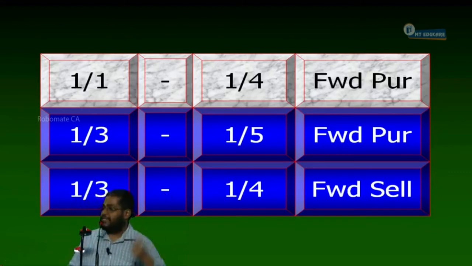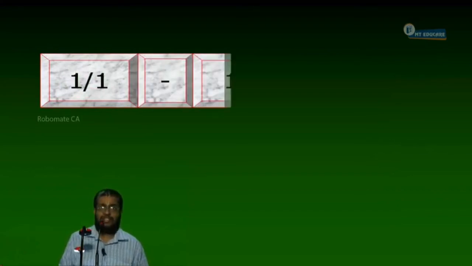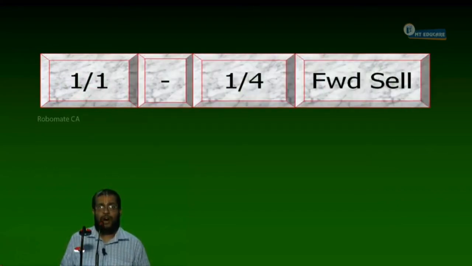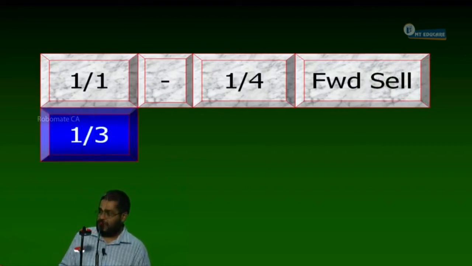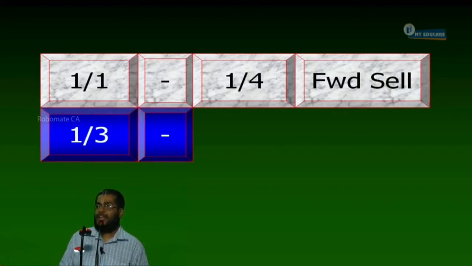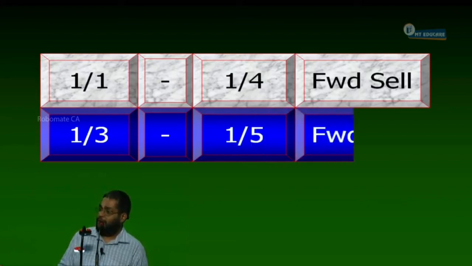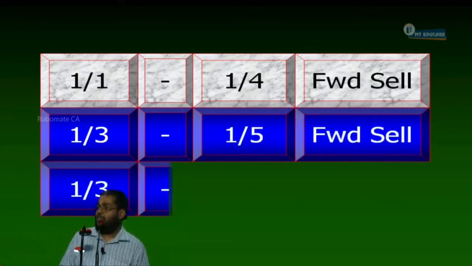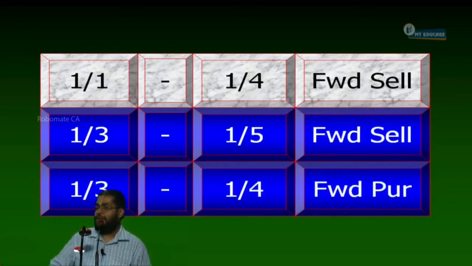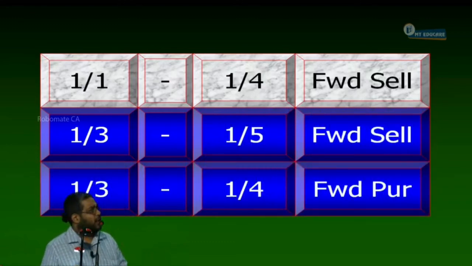Now, tell me the next item. You went to the bank on 1st January for a transaction expiring on 1st April. For what transaction? Forward sell. Tell me, will you pay on 1st April? You want to pay on 1st May. For that, I went to the bank once again on what date? 1st March, entering a transaction expiring on 1st May. What sell? Forward sell. How to cancel 1-4? On 1-3, I go for a 1-4 forward purchase. It gets cancelled. Are you following what I am saying?